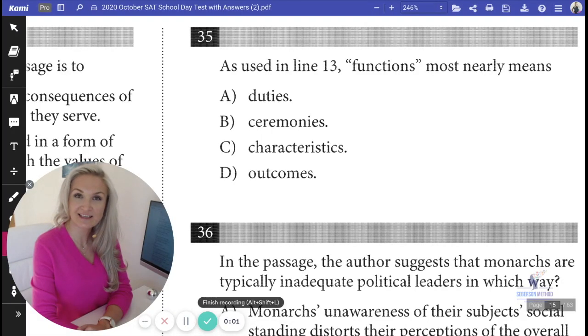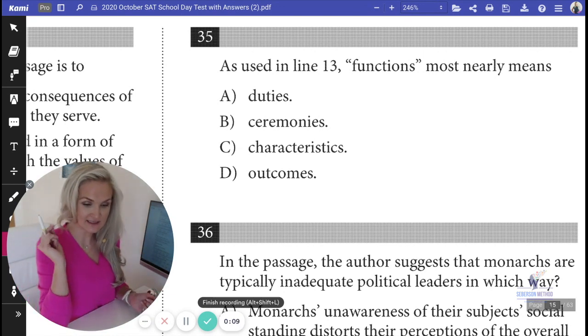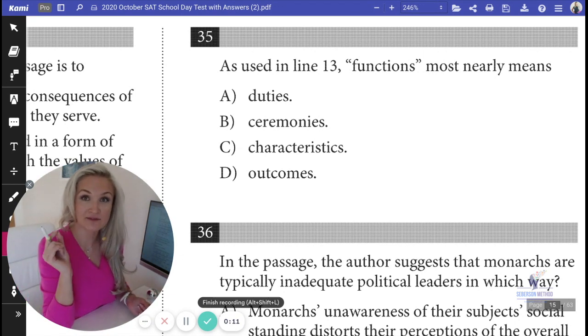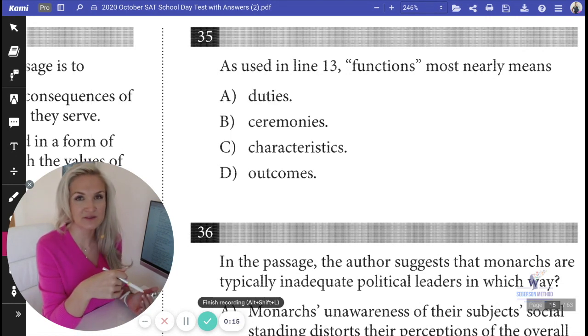And here they're asking us about the meaning of the word functions as it is used in line 13. The first thing I want you to do with questions like these is identify the part of speech in question. Sometimes identifying a part of speech is like a no-brainer. If the word in question is beautiful, then you know that it's an adjective.